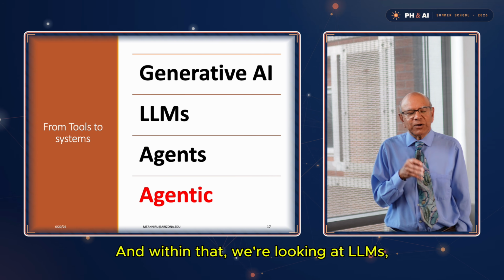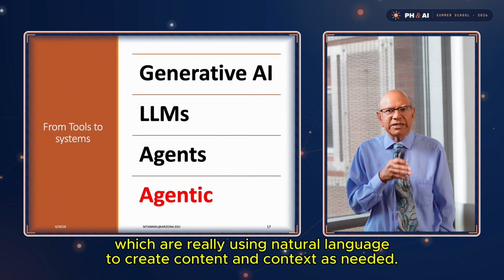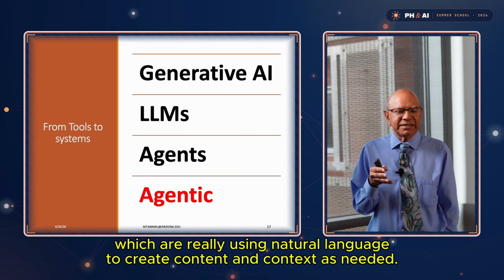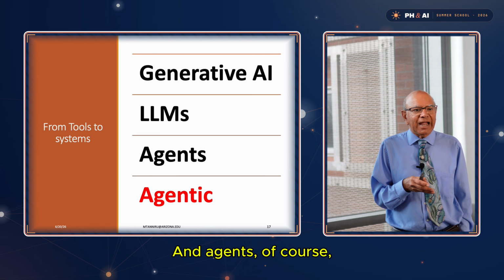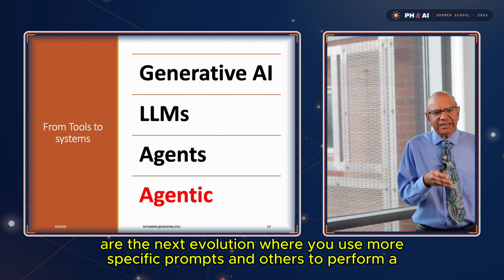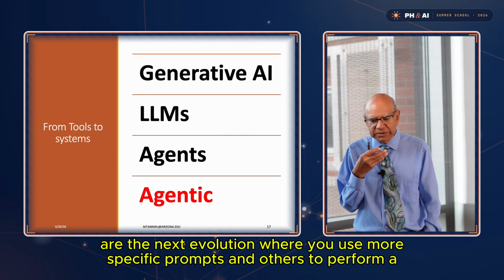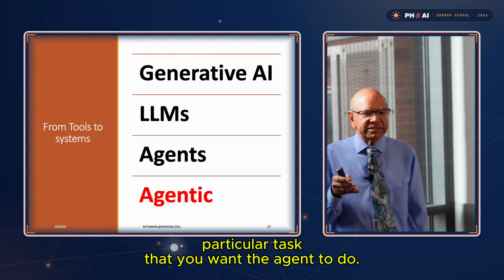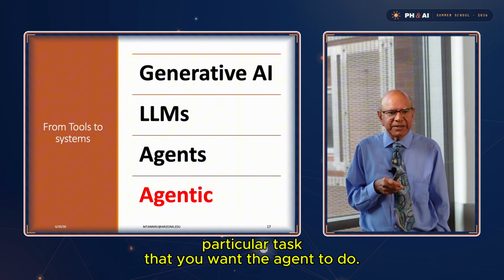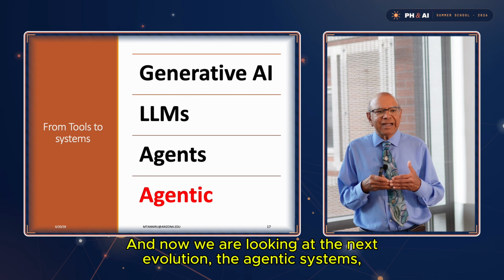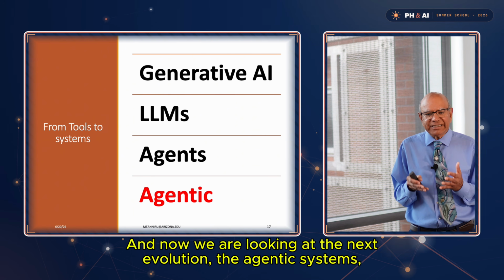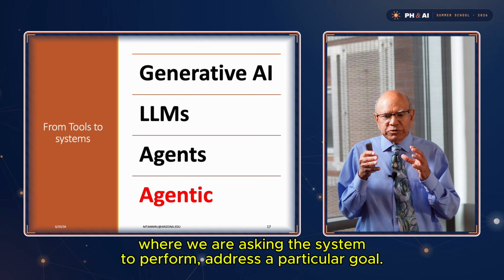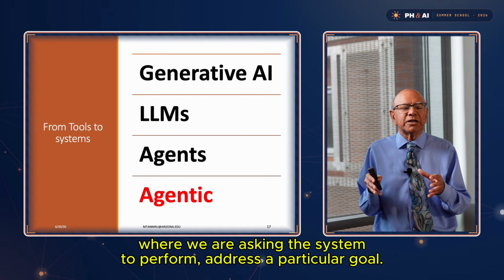And within that, we are looking at LLMs, which are really using natural language to create content and context as needed. And agents, of course, are the next evolution, where you use more specific prompts and others to perform a particular task that you want the agent to do. And now we are looking at the next evolution with agentic systems, where we are asking the system to perform or address a particular goal.